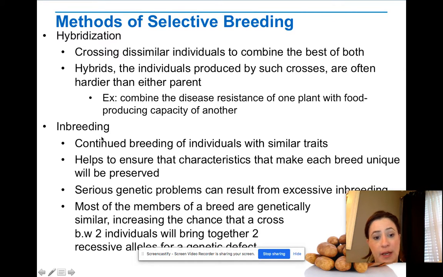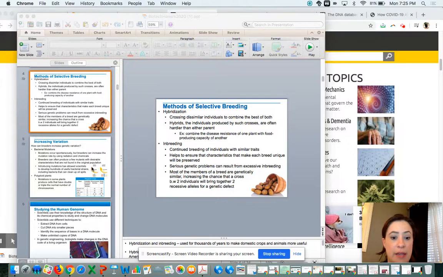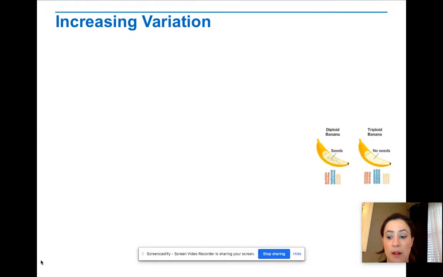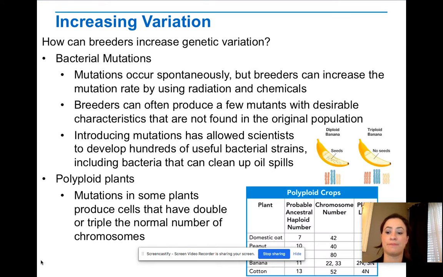Now, inbreeding is a little bit riskier. In inbreeding, you are taking two individuals with similar traits in order to ensure that those desired traits are continued. The problem with that is that there could be serious genetic problems that result from it, and a greater likelihood that they will succumb to certain genetic disorders.